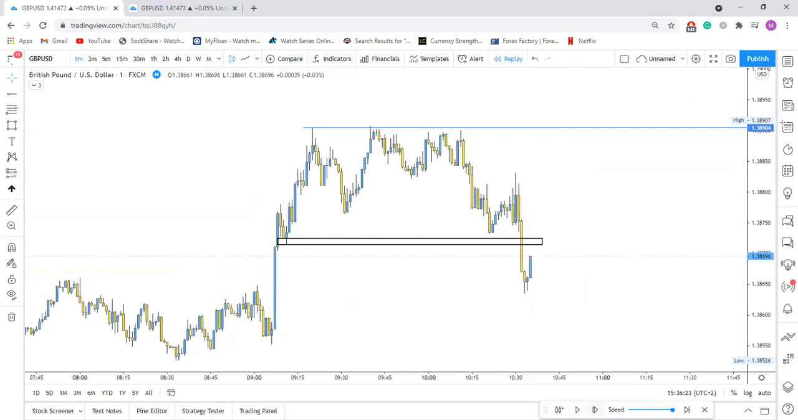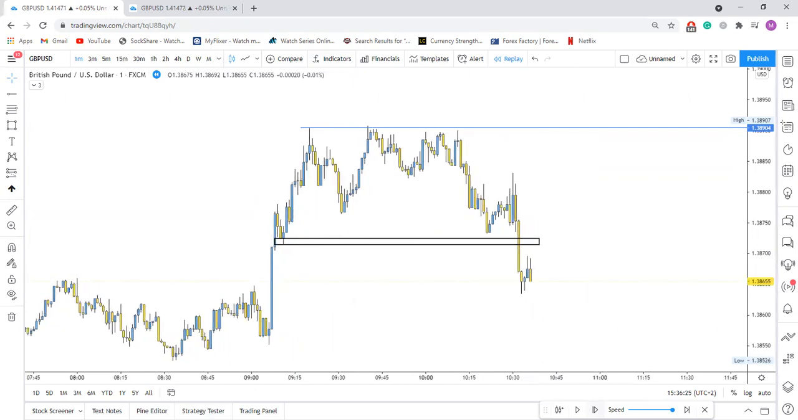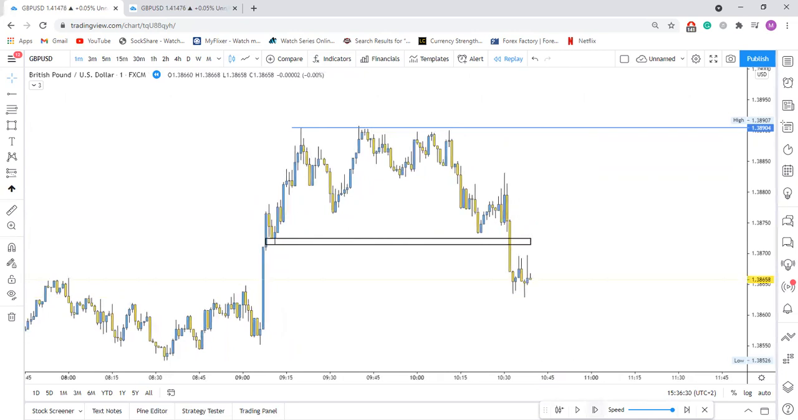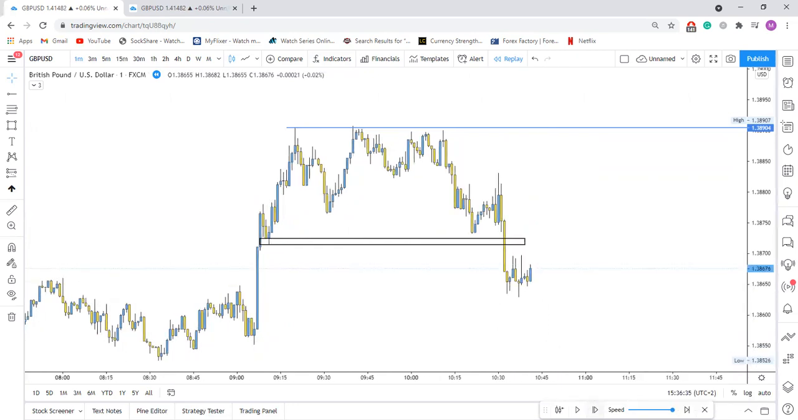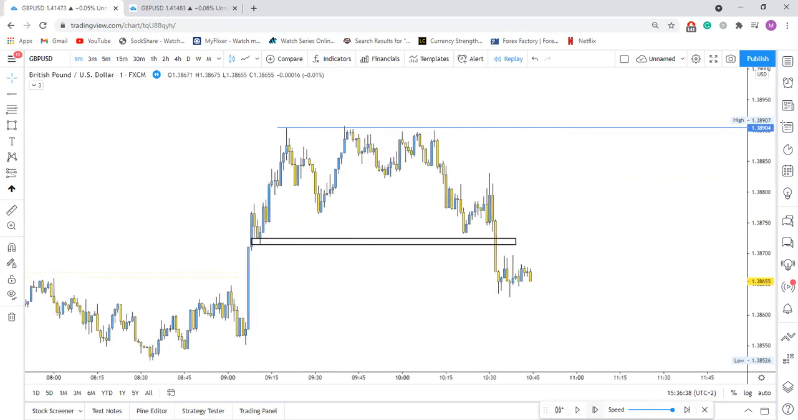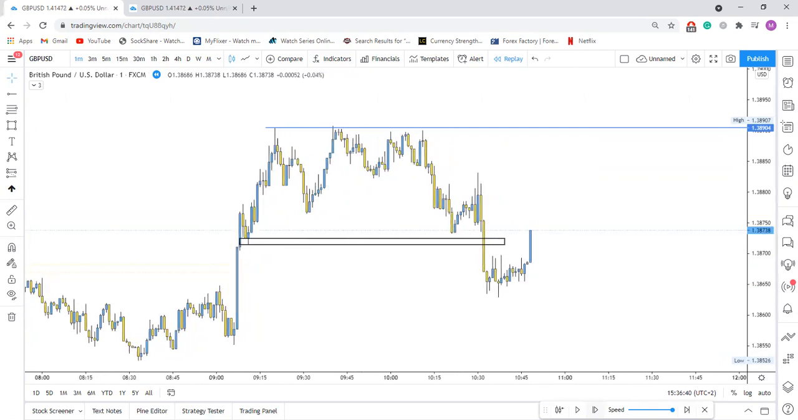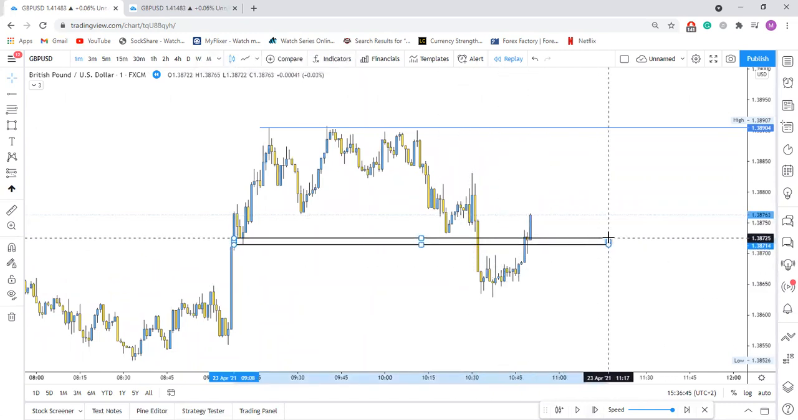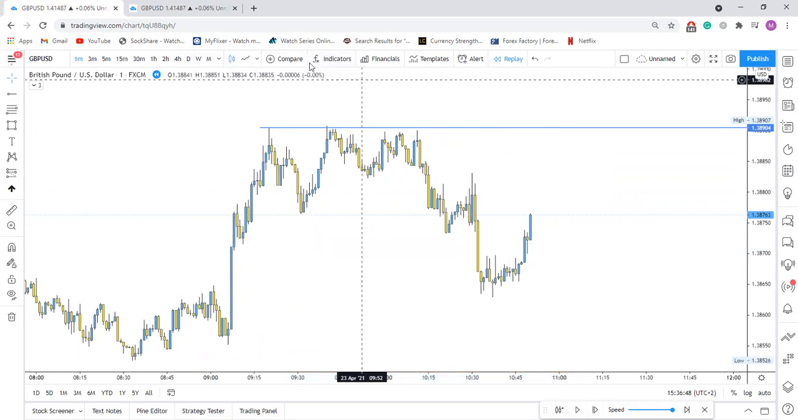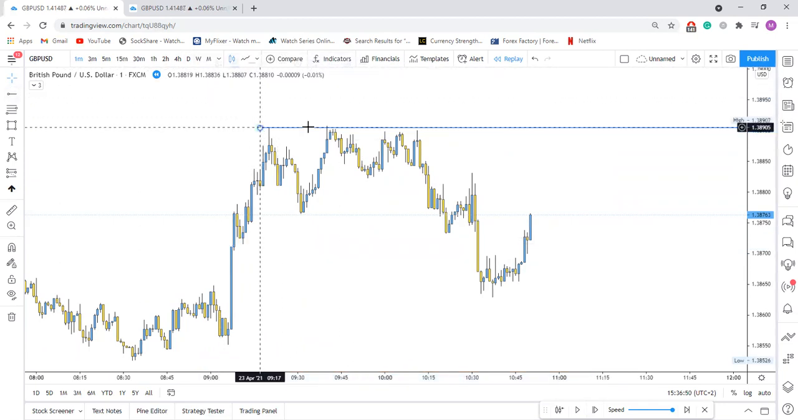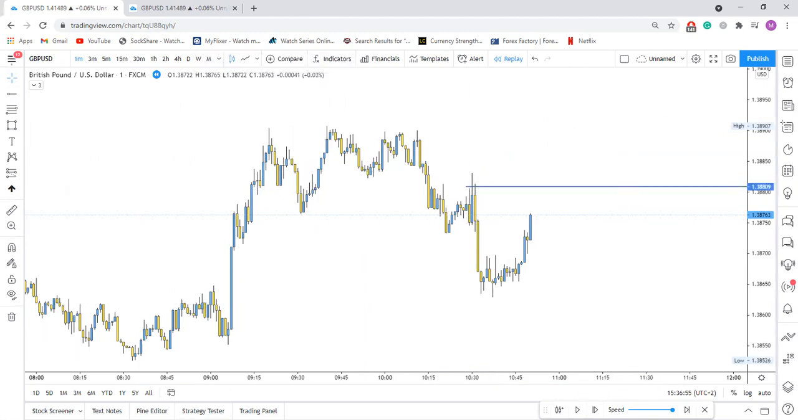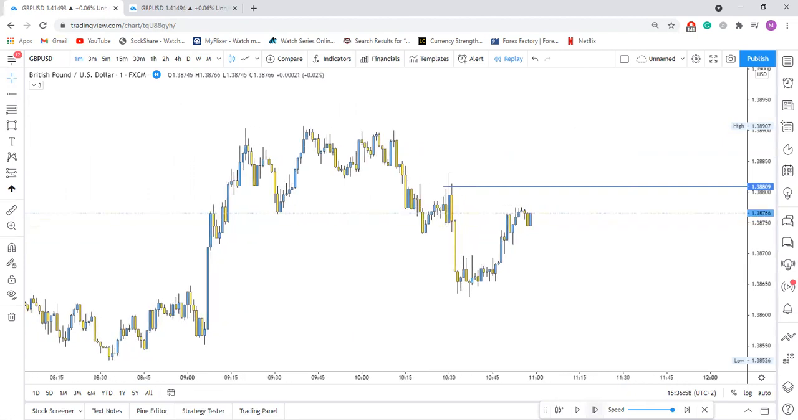Come on, give me a pullback. Give me a clean pullback. Okay, that's not clean at all. This is not clean. And we're coming to the end of the trading session, which is a bit of a problem. If you look at that, it completely ignored the break and retest level. Let's see how it reacts in and around these levels here. So I'm just going to put that there. I just want to see the reaction from it.